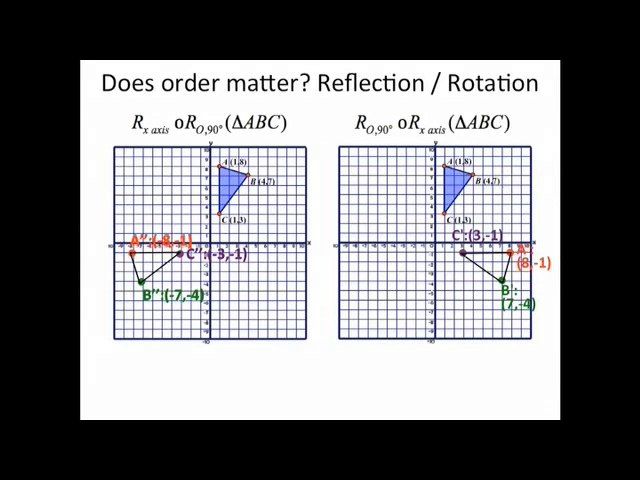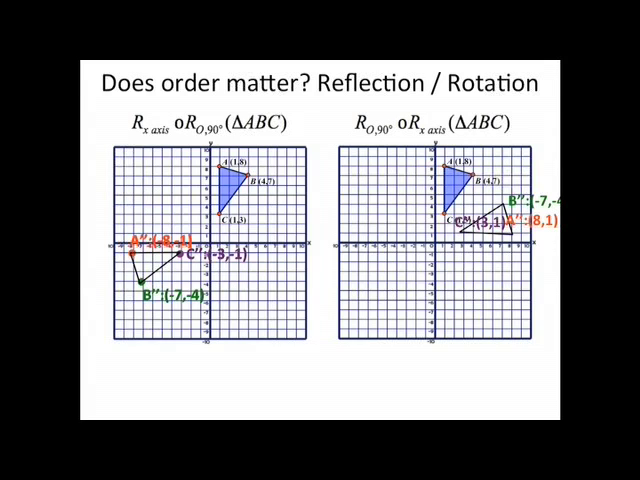Now I want to reflect across the x-axis. So A is 1 away, so make that A double prime. B is 4 away, so continue 4 up, make that B double prime. And C is 1 away, go 1 up, and that's C double prime. Draw my triangle, get rid of all the intermediate stuff.